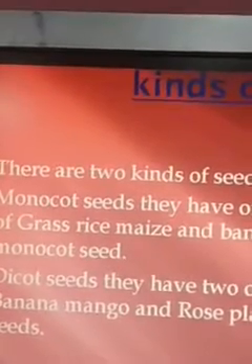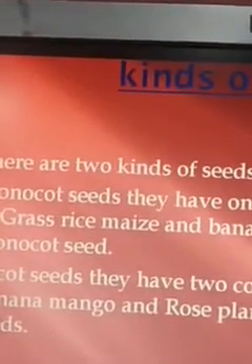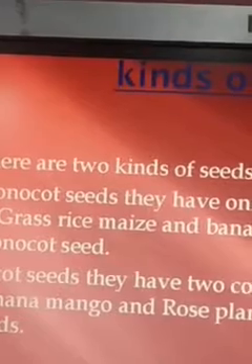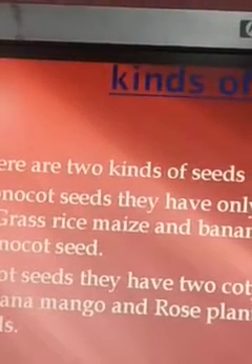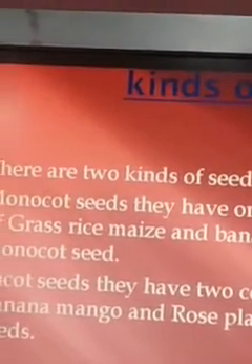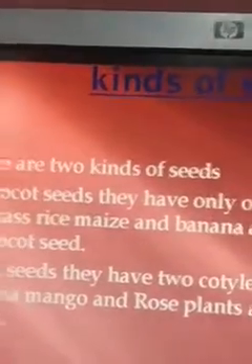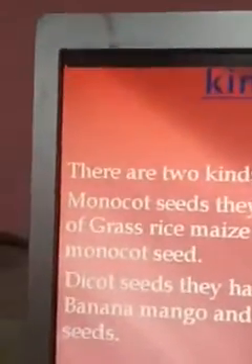Cotyledon is there inside the seed structure we have seen. If it has one, it is monocot. And the examples I gave, rice, maize, banana, are monocot seeds.